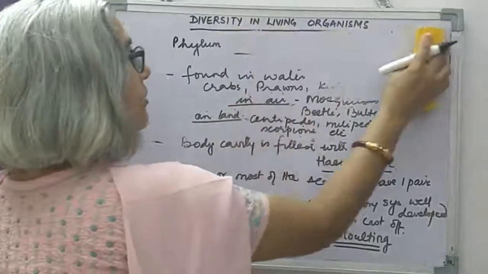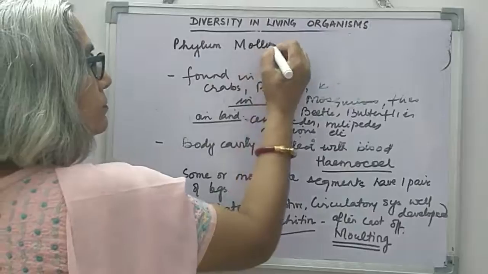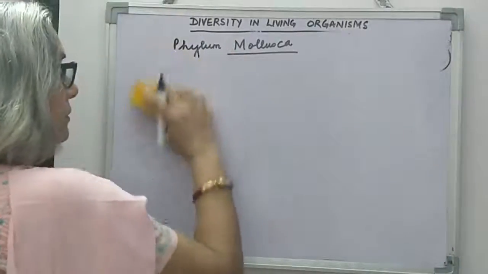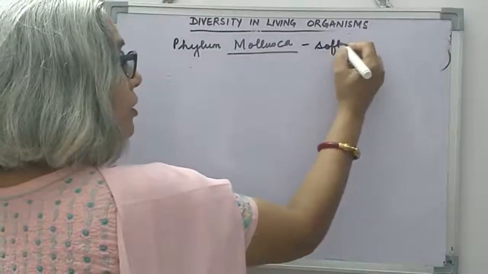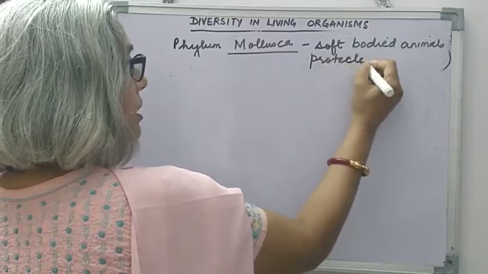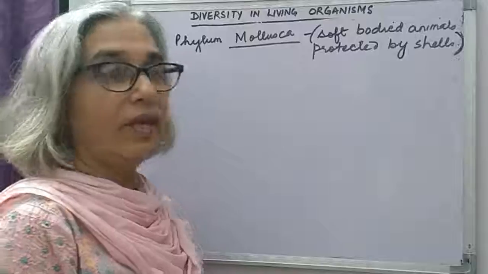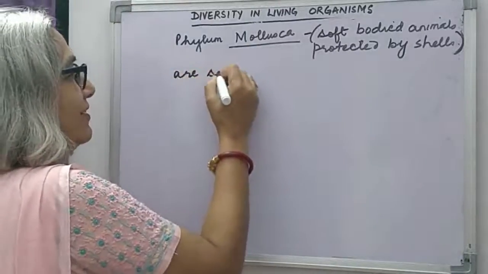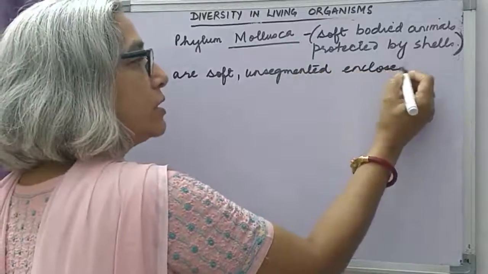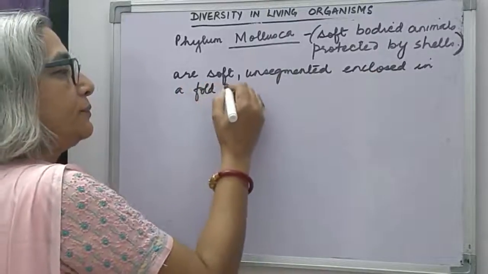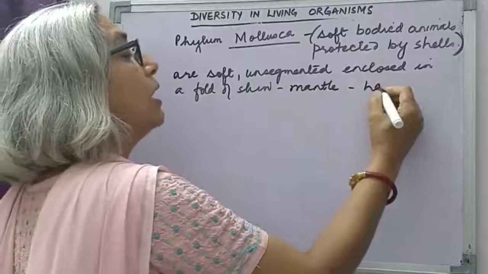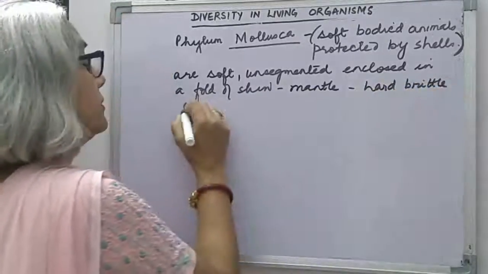Now we move on to the next phylum, that is Mollusca. Mollusca is comprised of soft-bodied animals which are protected by shell. Mollusks are soft, unsegmented organisms that are enclosed in a fold of skin, and this is called mantle. And just above the mantle is a hard, brittle, calcareous shell.